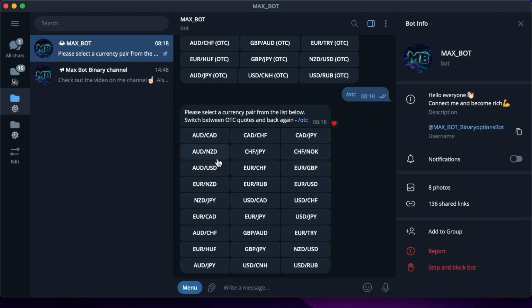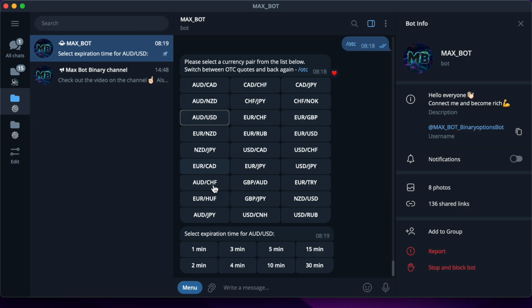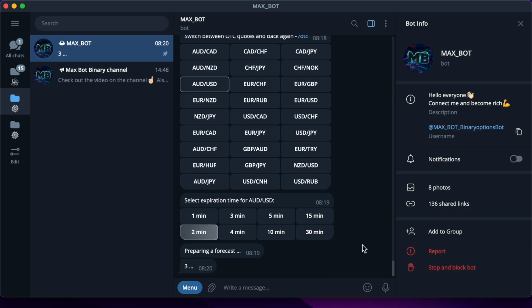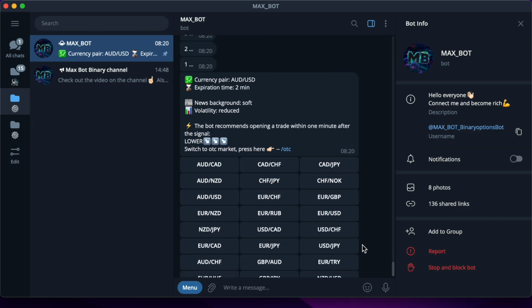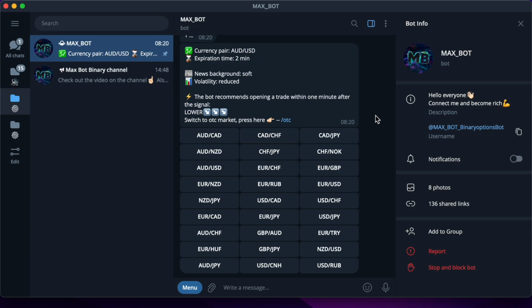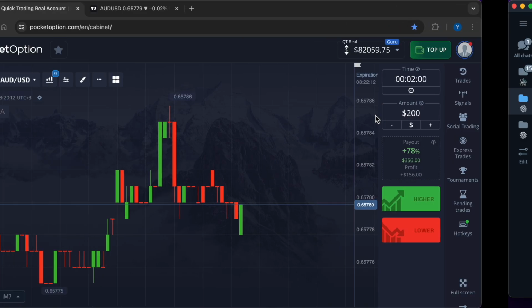Link in the description. I will now make a trade on the Australian dollar, US dollar currency pair. Time frame 2 minutes. The robot scanned the market and gave a signal for lower. You need to click on the red button on the broker's website.